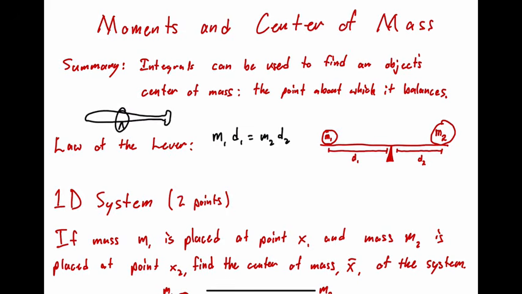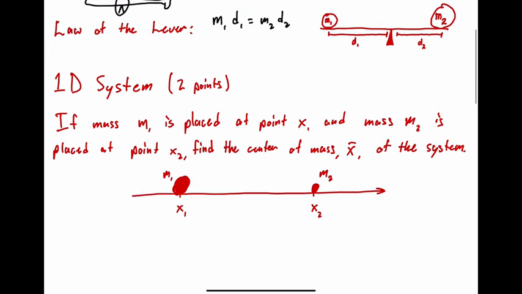Using this principle, we can develop a formula to find the center of mass for a system with two objects. If we have a mass m1, which is placed at a point x1, and then m2 placed at x2, we want to find the center of mass x bar of the system. So we'll just draw in an x bar, maybe it's somewhere about right here. And we want to use this principle, the law of the lever, in order to find values for this center of mass x bar. First, we want to think of the distances between the objects and the center of mass.